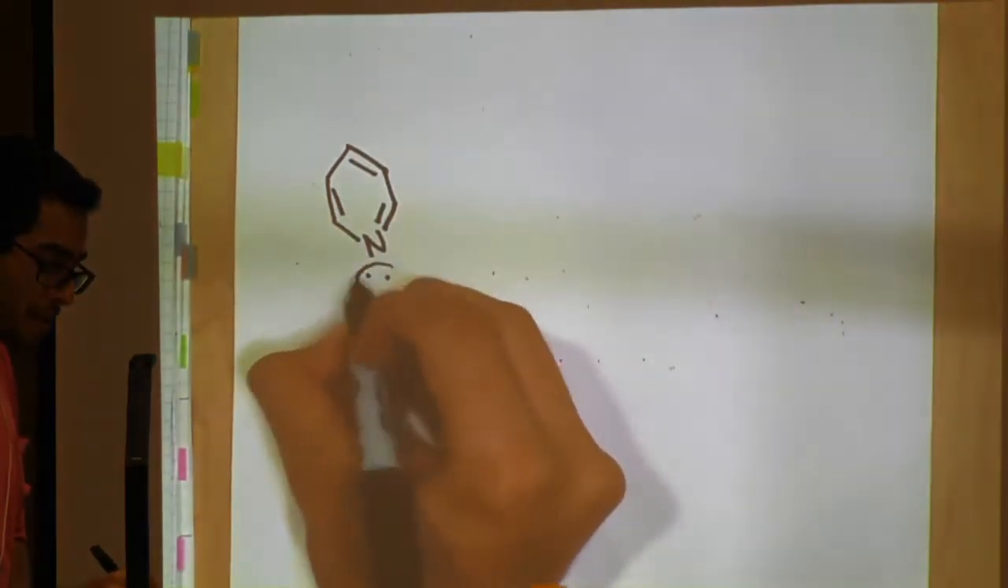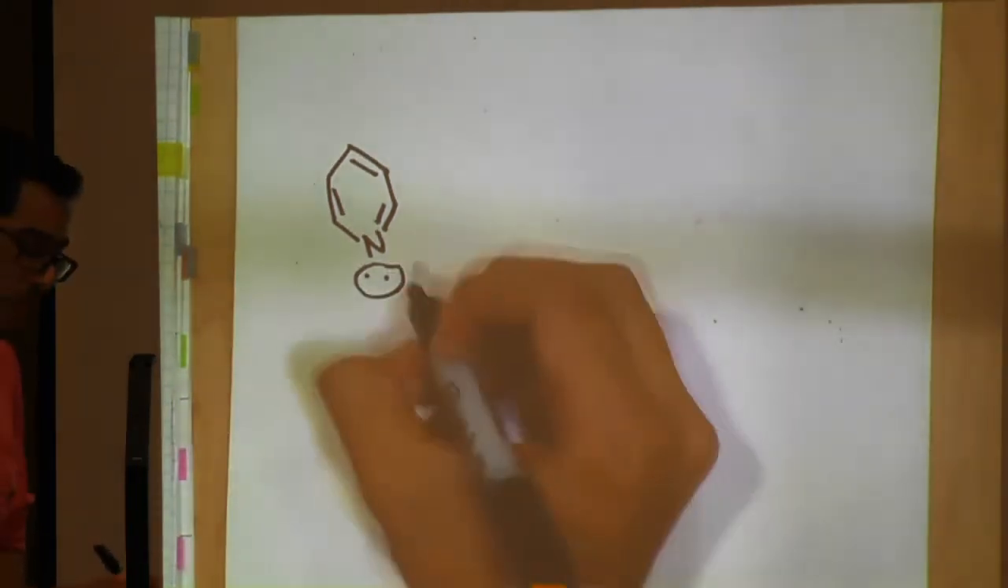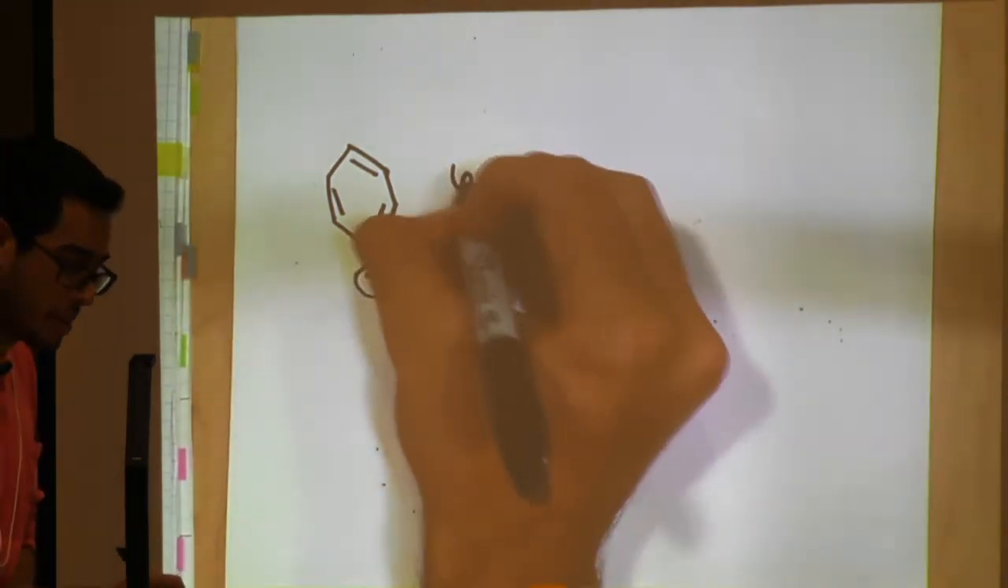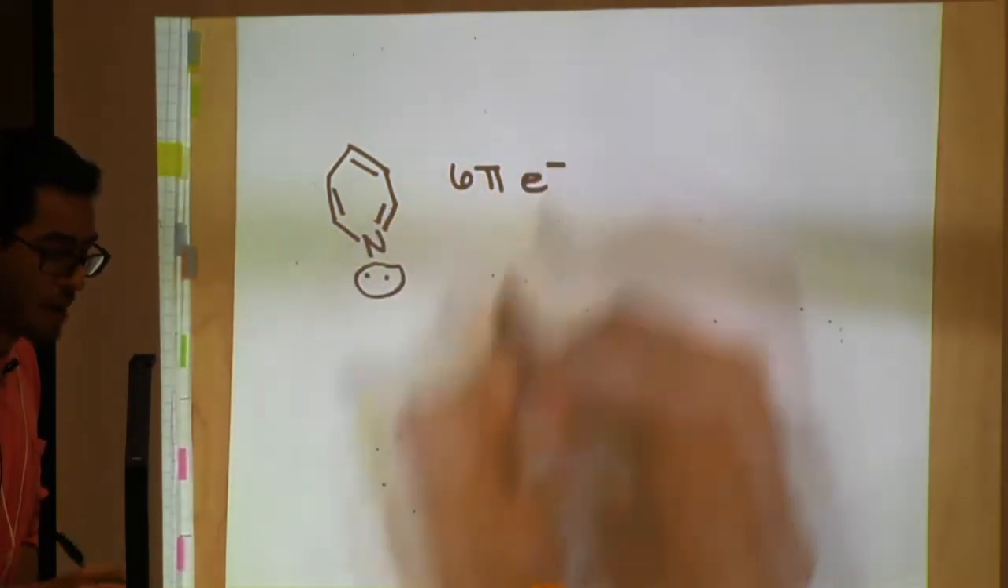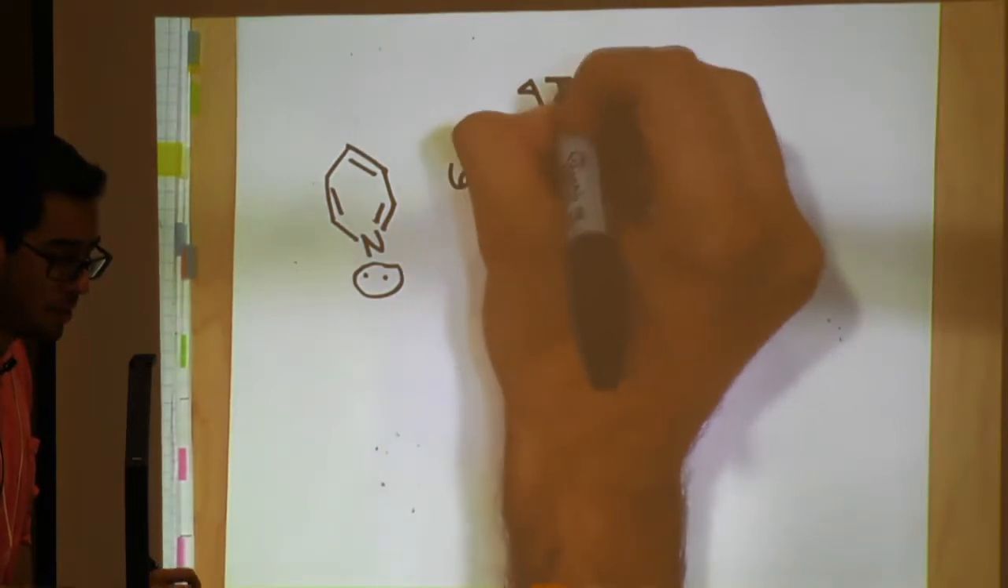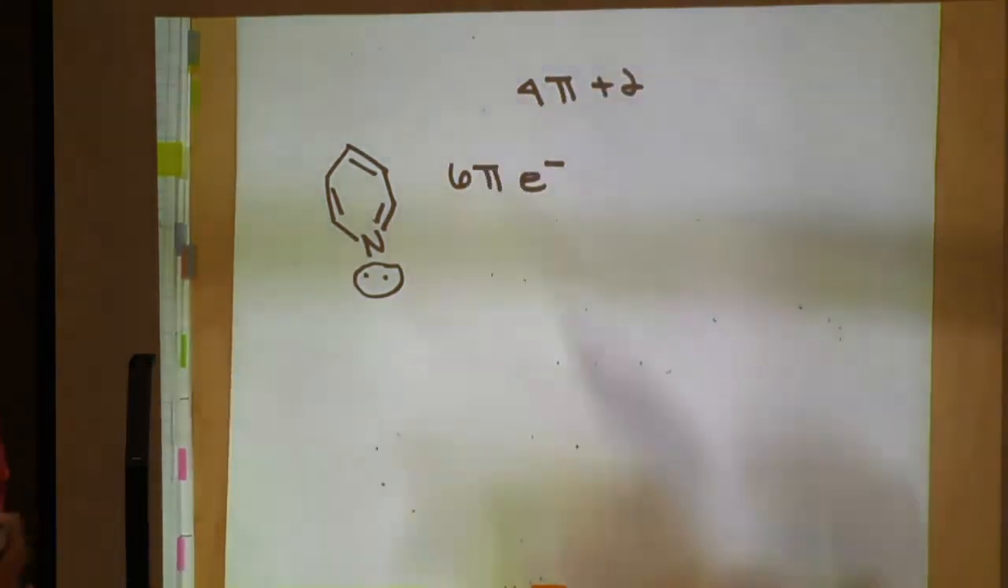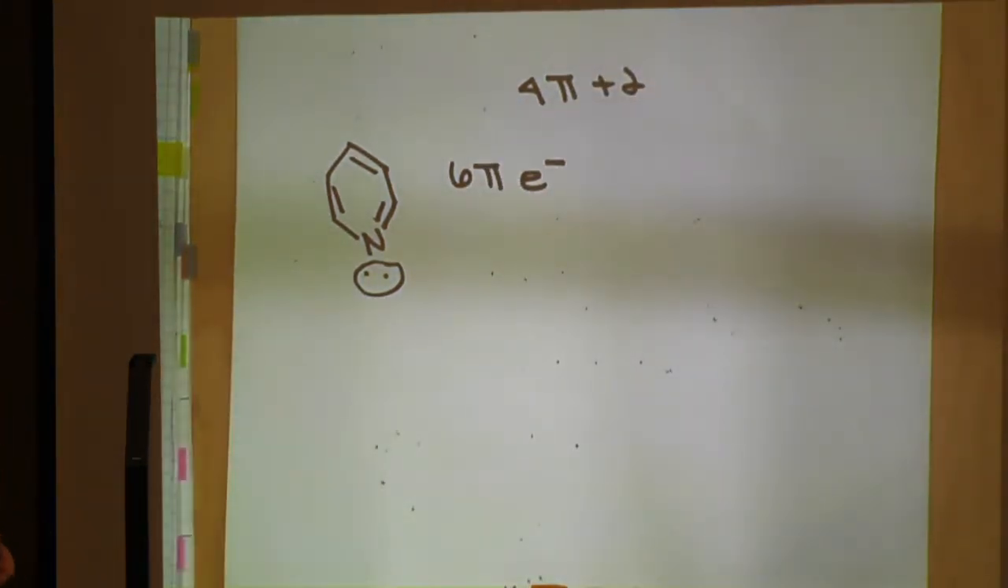So now Huckel's rule, I count my pi electrons, 2, 4, 6. Now I don't count these electrons because they're within the s orbital. They're not in the p. So these don't count towards it. So this would be 6 pi electrons, which, because of Huckel's rule, 4n plus 2, satisfies the rule, so it is aromatic.